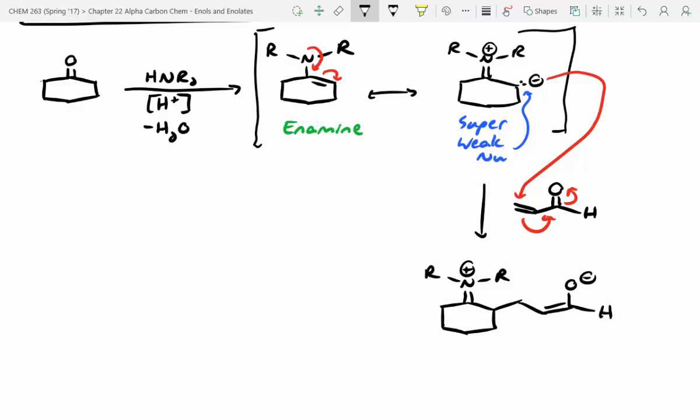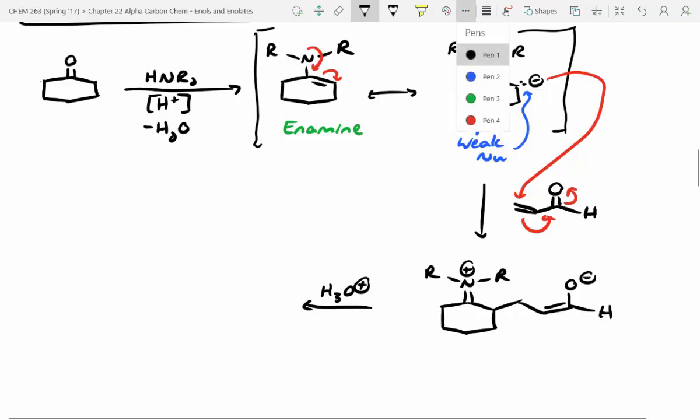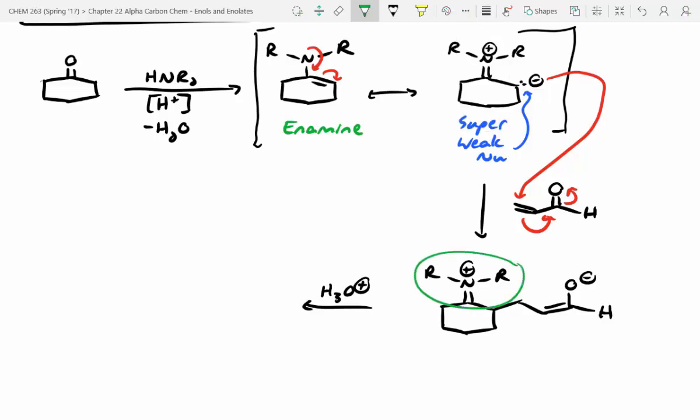And then in the last step, we're going to treat this with acid. What will happen when we treat the iminium ion with acid, what will it convert back into? Back into a ketone, right? So we said in the aldehyde and ketone chapter that those reactions are reversible depending on how much water is around. If you flood this with water and acid, you can convert it right back to your carbonyl.